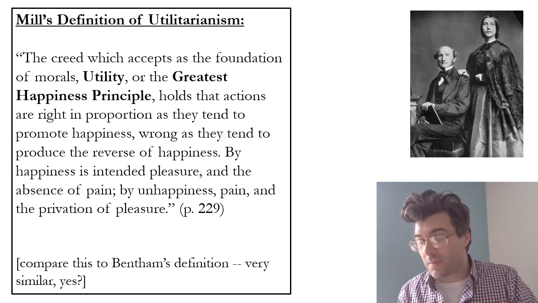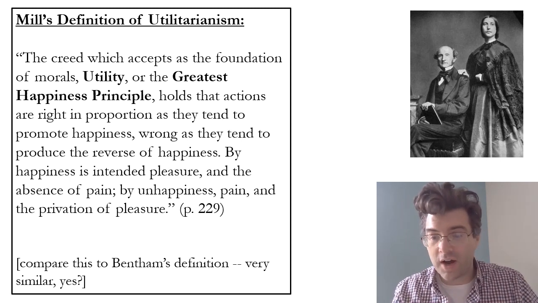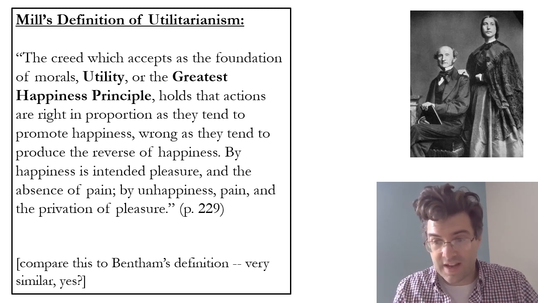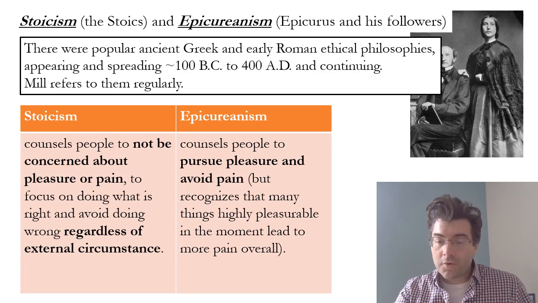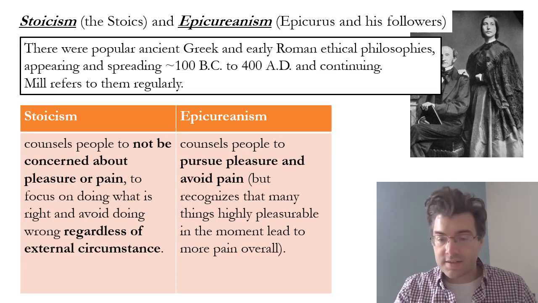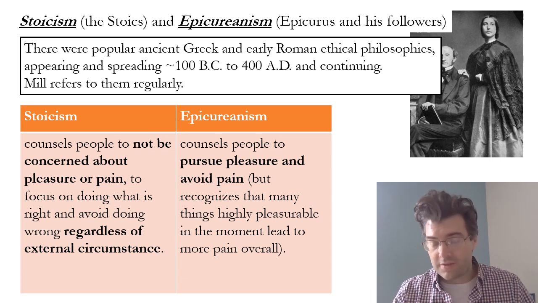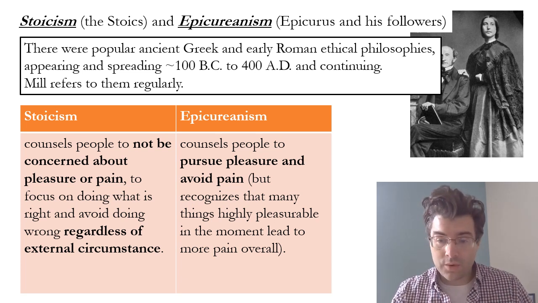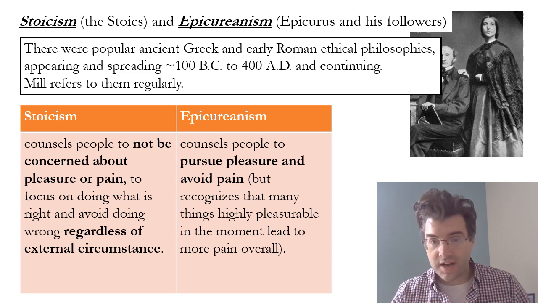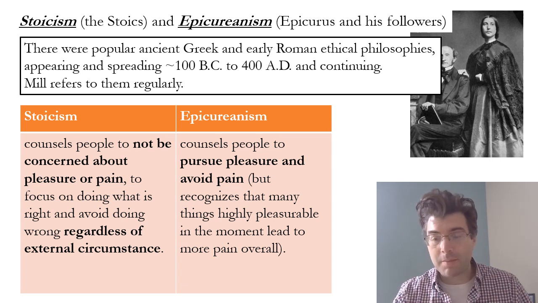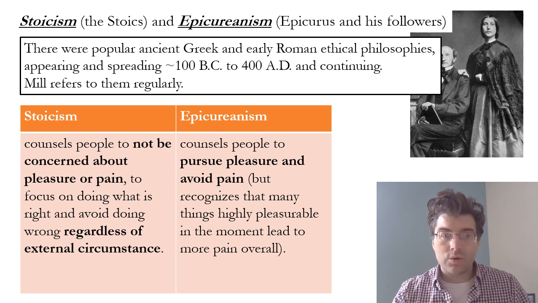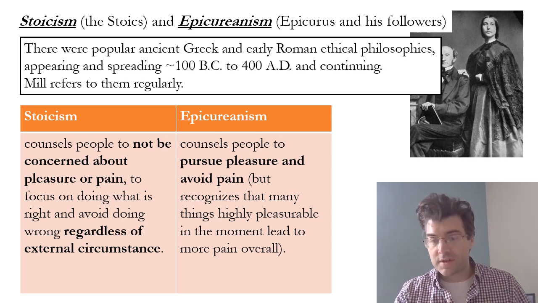So again, if you compare this with Bentham's definition, I think you find that they're basically the same. So before going any further in the text, I'd like to just give you a little bit of background, because Mill will refer to two previous ethical philosophies throughout the part of the text that we're reading. He'll refer to Epicurus and Epicureanism, and he'll refer to Stoicism and the Stoics.